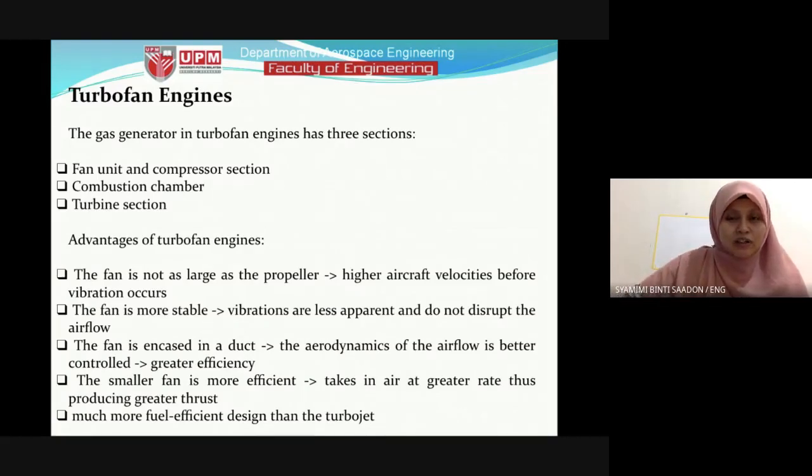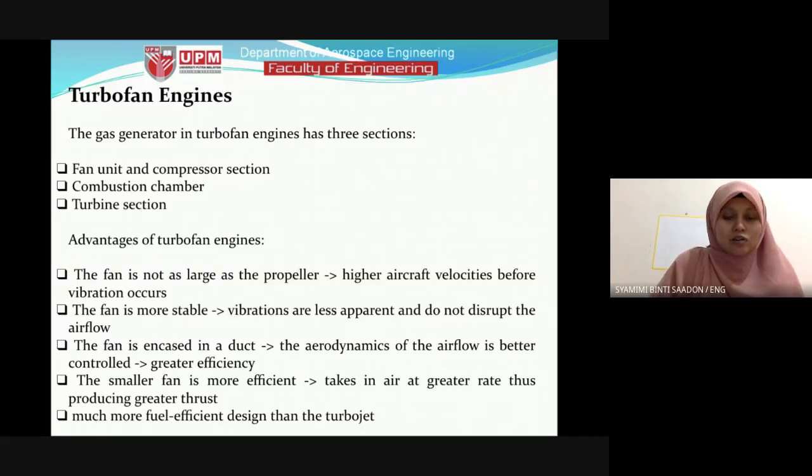The turbulent flow is controlled, so we are able to achieve greater efficiency. This is not the main objective of this propulsion subject, but if we learn aerodynamics or control subjects, we know that by having the encased duct, the aerodynamics of the airflow is better controlled, thus we can achieve better efficiency. The smaller fan is more efficient, it takes in air at a greater rate, thus producing greater thrust. So it is more beneficial to use a smaller fan.